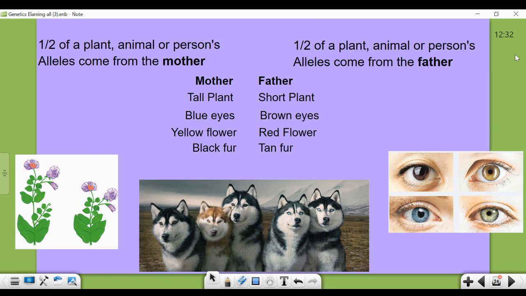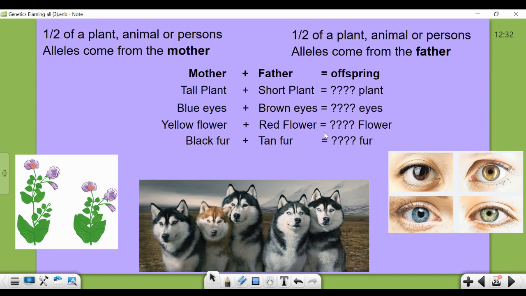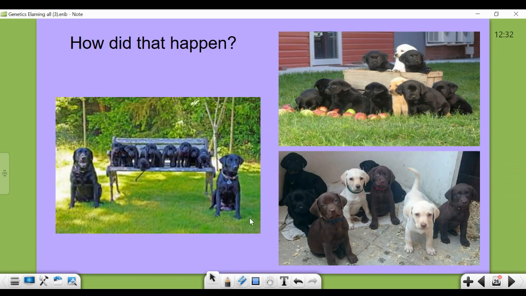So we know where the information comes from, but what we're really wondering is this part over here. What are the offspring going to look like? And can we know that in advance? Can we predict what's going to happen? And we can.